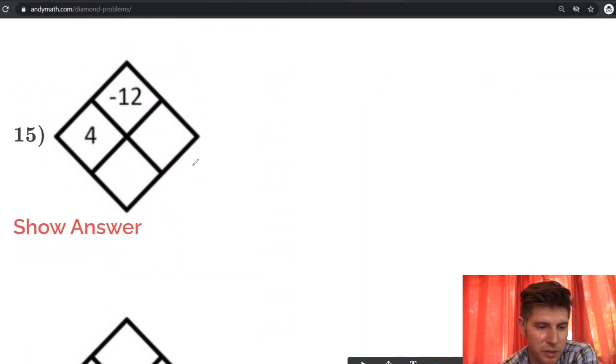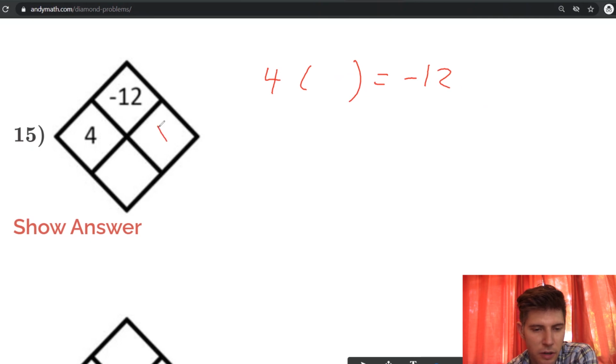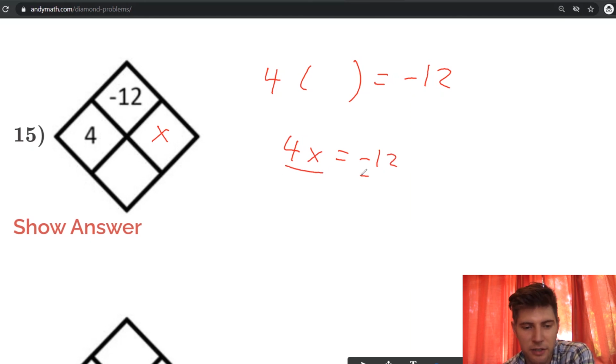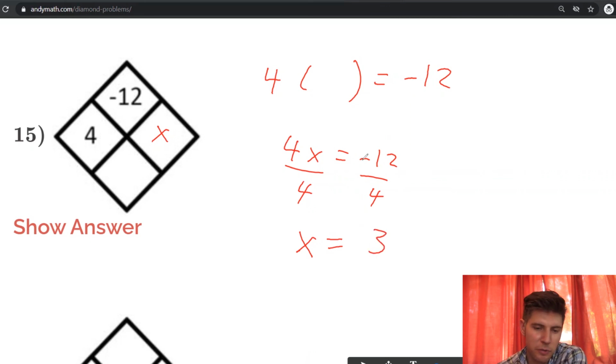What's this one going to be? Well, this is actually a different type. This is the one where 4 times something has to give me -12. Or I could call this something x, and I could say 4x equals -12. And now I can solve for x by dividing both sides by 4, because I want to undo this 4 times. That gets my x by itself, and -12 divided by 4: 12 divided by 4 is 3, and then with that negative, it's -3.